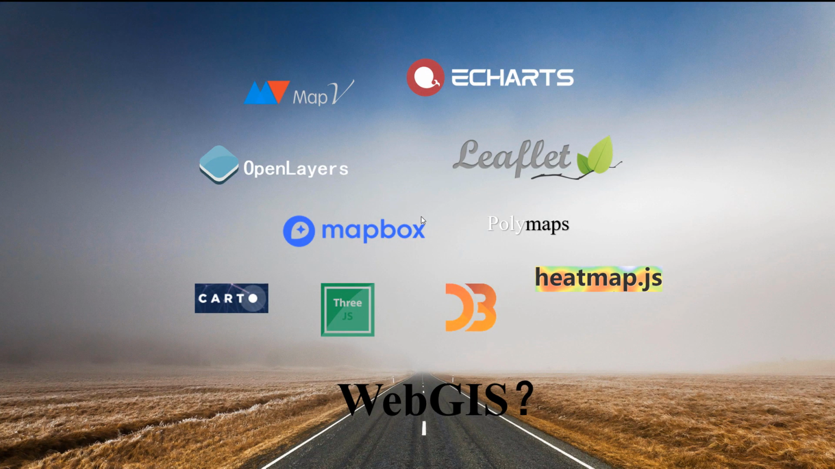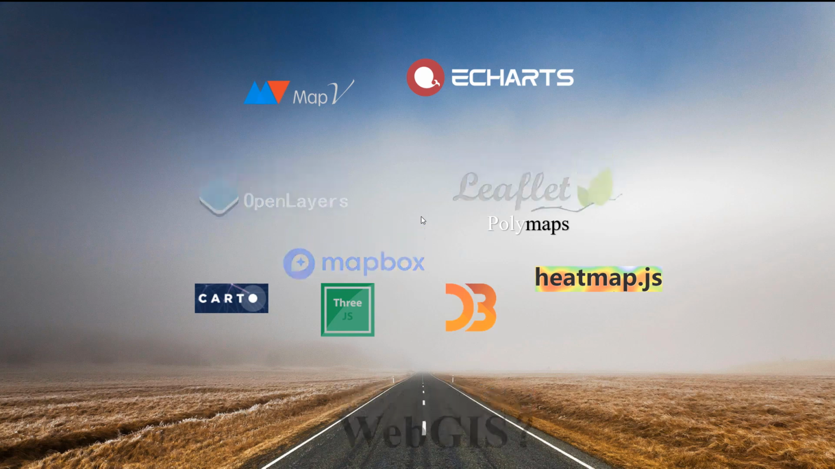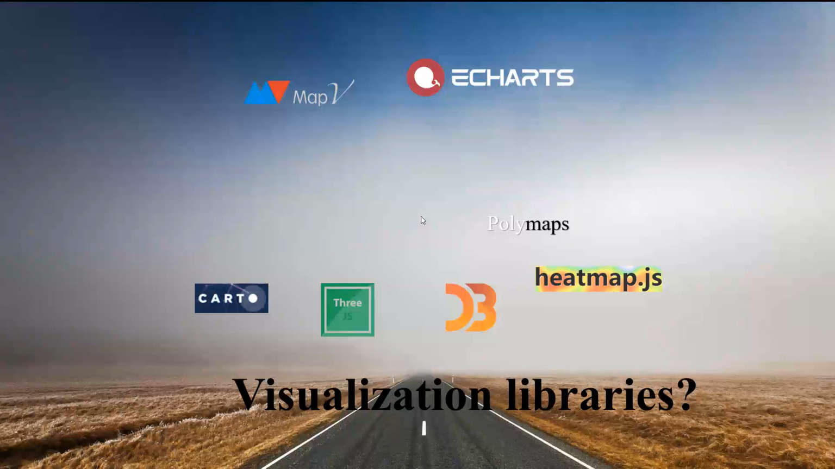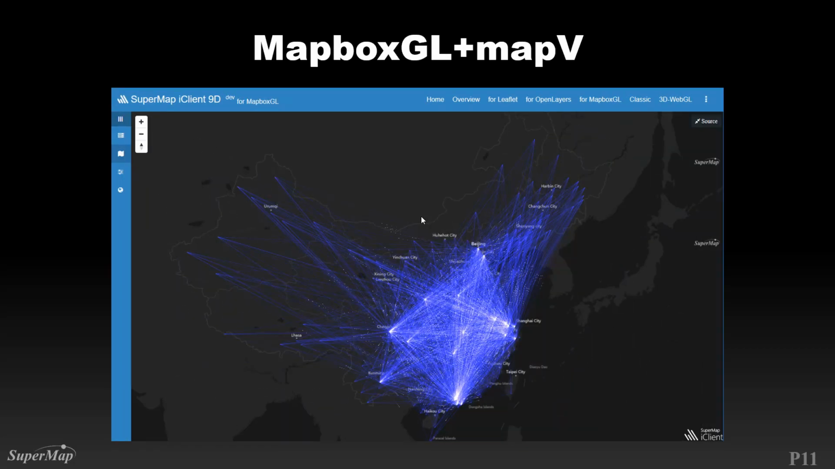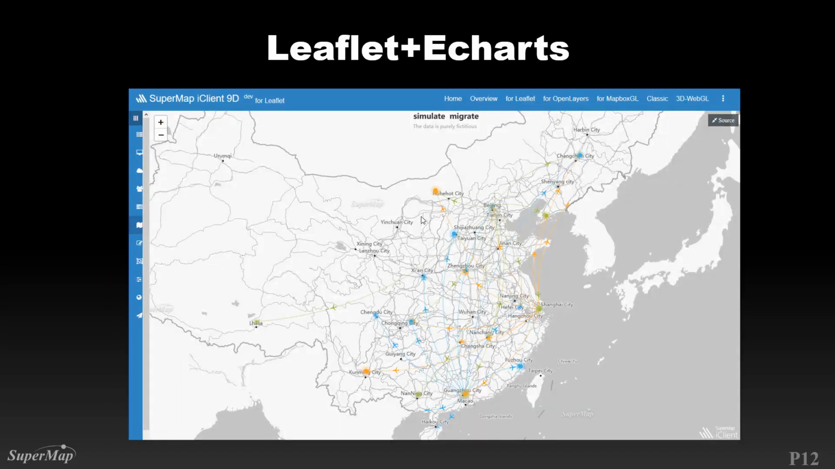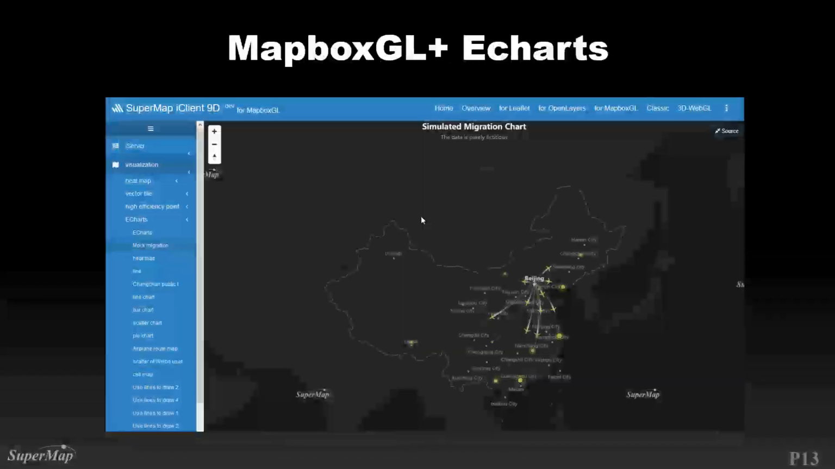Now, after introducing how to select a map library, let's take a look at how to select the visualization library. First, we should look at a few pictures together. This is the presentation of the visual effect that Leaflet overlays with MapV. This one shows Mapbox GL with MapV. Still, this is the effect for combining Leaflet with Echarts, and the migration effects simulated by Mapbox GL and Echarts. We can see that the same effects can overlay with different base maps.